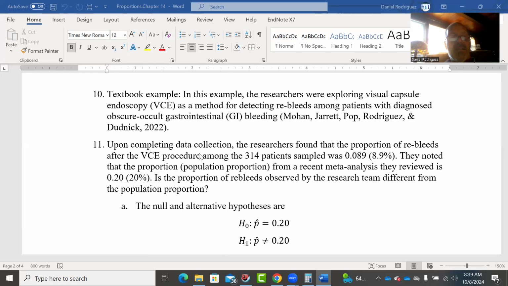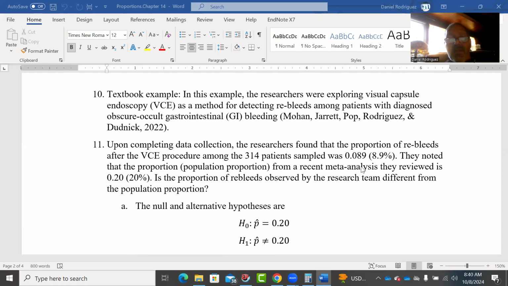Upon completing data collection, the researchers found that the proportion of rebleeds after the VCE procedure among the 314 patients sampled was 0.089, or 8.9%. They noted that the population proportion from a recent meta-analysis they reviewed is 20%, right? So this is our population proportion. This is our sample proportion.